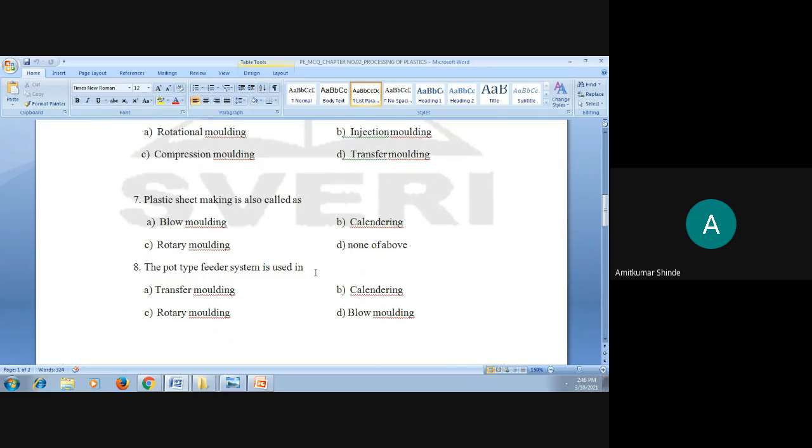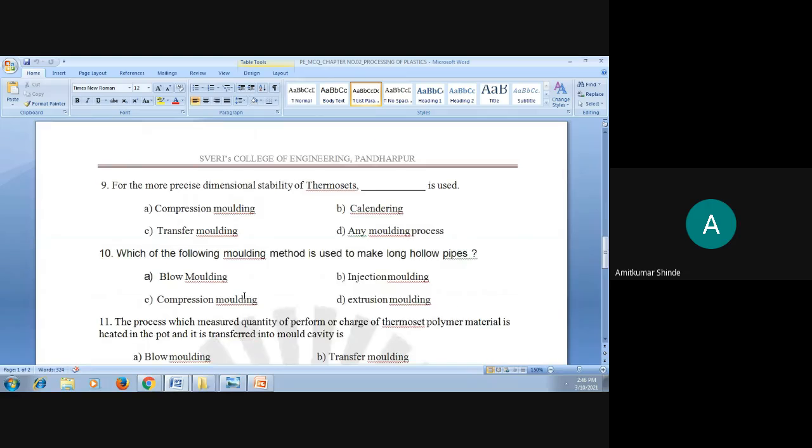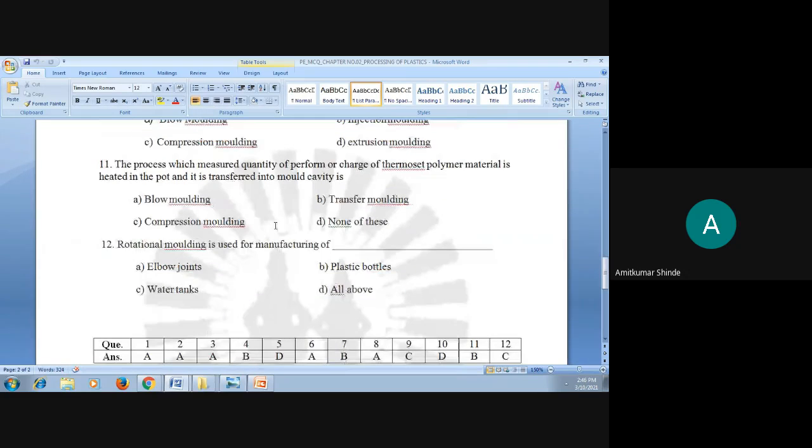Pot tie feeder system means we are collecting the charge in one transfer pot and it is then pressed again into a mold cavity. This is in the transfer molding process. Then only the last few questions are there.